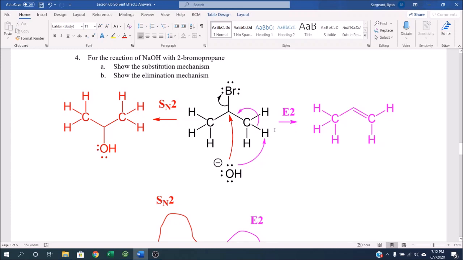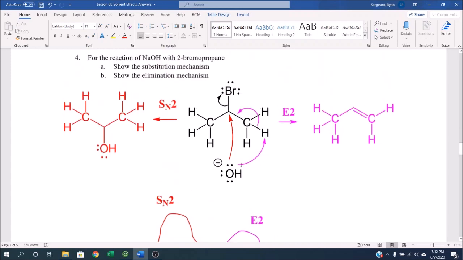So the question you should ask now is, well, which of these two pathways is most likely? So in question number 4, I've now shown you the substitution mechanism in red, and I've shown you the elimination mechanism right here in magenta. I think that's what that's called.